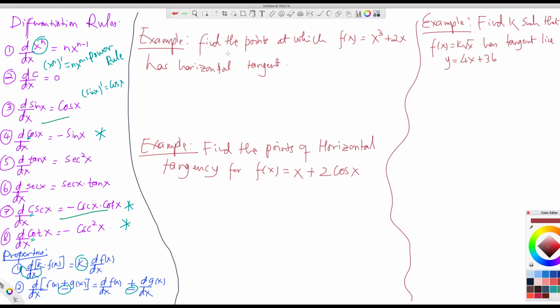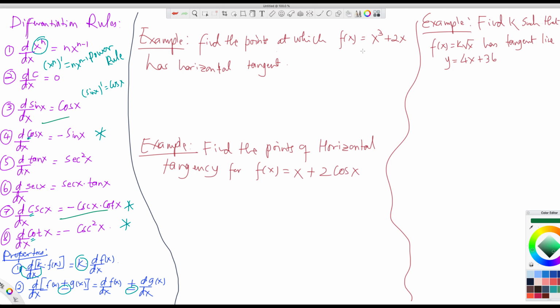Let us look at this example. Find the points at which f(x) equals x cubed plus 2x has horizontal tangent. Do you know what is the meaning of horizontal tangent? I mean, what will happen if the tangent is a horizontal line for a curve?